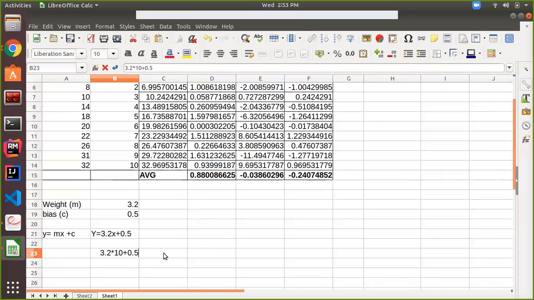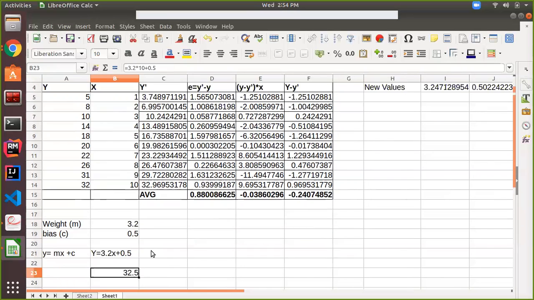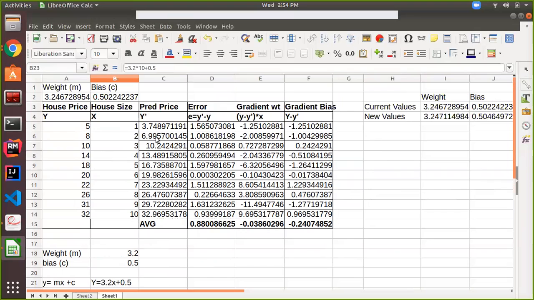I will get 32.5. Okay, so here as you can see in the given data, the value for 10 is 32, but in our case with this equation we get the value of house price at 32.5, which is negligible, only half error is there. So we get the best fitted straight line equation using this linear regression learning model, right?